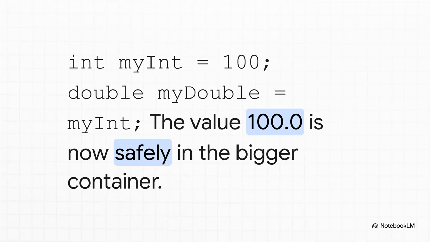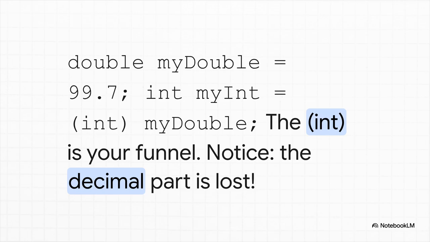Let's see what this easy pour actually looks like in the code. We've got an integer, 100, and we're putting it into a double variable. Because we're going from a smaller container, the int, to a much larger one, the double, Java just handles it. No special commands, no fuss. The integer 100 smoothly becomes the decimal value 100.0. Easy as that.